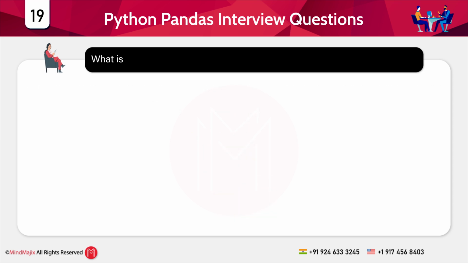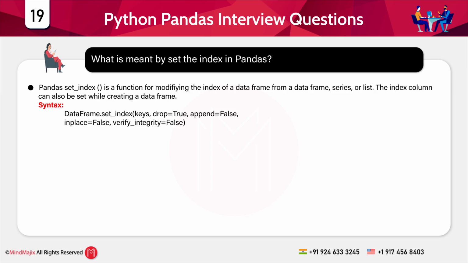The next question is: what is meant by the index in pandas? Python is an excellent language for analyzing data, particularly with its vast ecological community of data-driven Python packages. Pandas is another of those packages, and it makes data import and analysis much easier. Pandas set index is a function for modifying the index of a data frame from a data frame, series, or a list. The index column can also be set while creating the data frame. However, because a data frame might be made up of 2 or more data frames, the index can be altered later using this particular method.